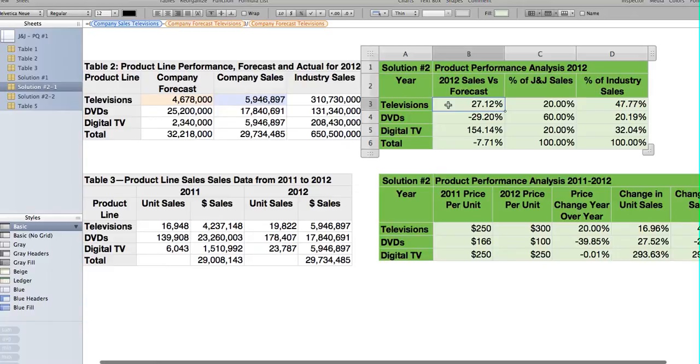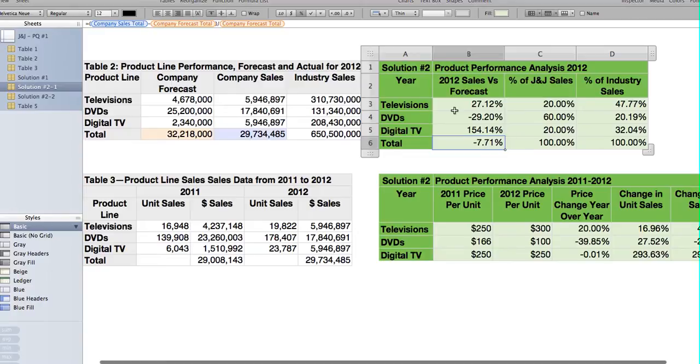So for the television product category, for instance, we can compare the company's actual sales to their forecast by subtracting the forecast from the actual sales and then dividing by the forecast. We see that the forecast for televisions was low, and we sold 27% more in dollars than we expected to. Similarly, we sold less in the DVD sector, so this product line didn't perform as well as expected, and in fact the dollar sales were down 29% from the forecast. And the digital TV category was up by 154%. So overall, company sales against the forecast were down. That means that the company sold less than they expected to or generated less revenue than they expected to.